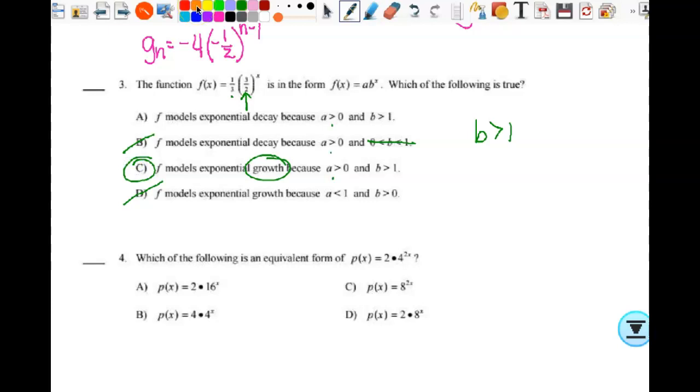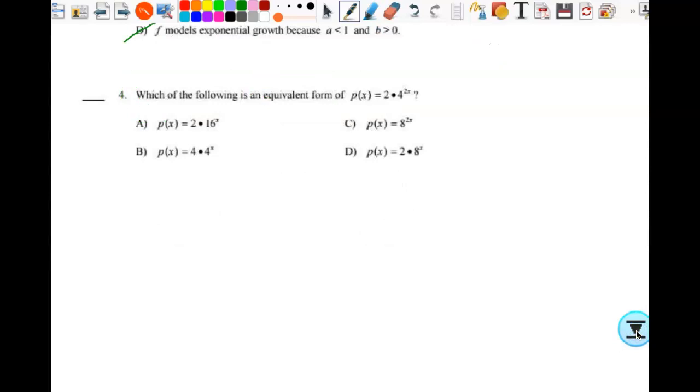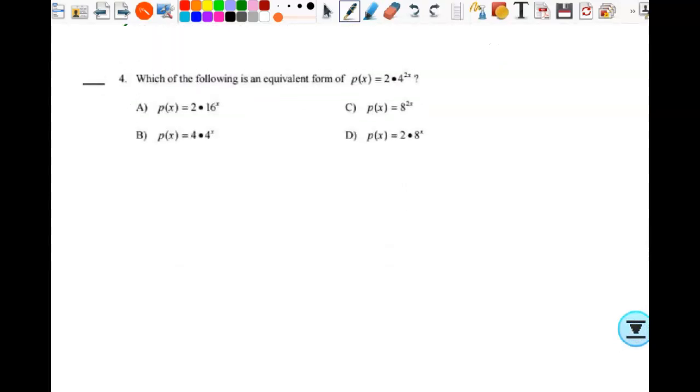All right, number 4. Which of the following is equivalent to this? So the only thing I'm going to change is my B value right there to start with. So it's going to be 2 times, and instead of 4 to the 2x, it's going to be 4 squared to the x power, which is equal to 2 times 16 to the x power, and that is A. Okay, next page.